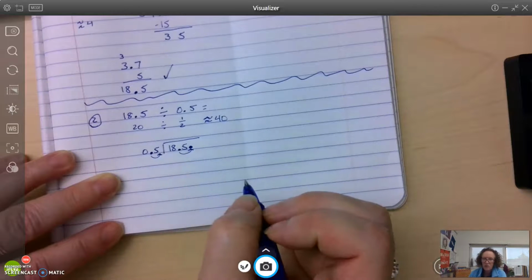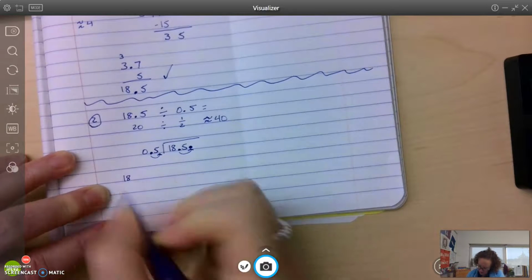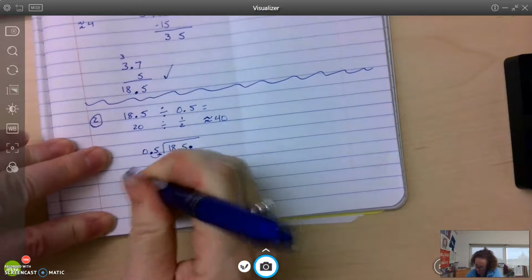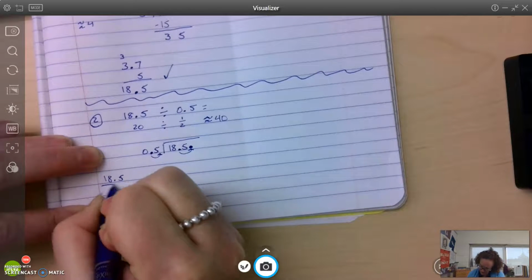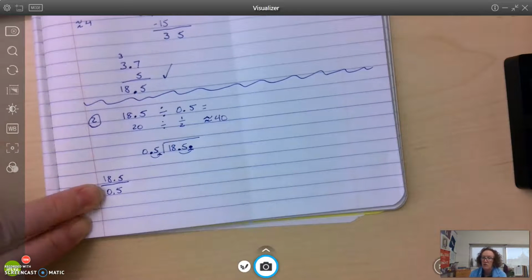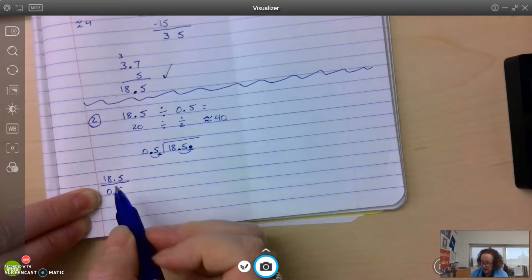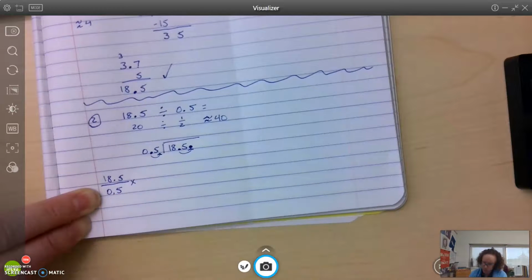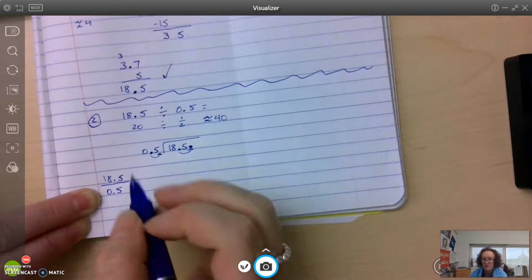And let's just look real quickly at why I have to do that. So I'm going to write down here 18 5/10, and I'm going to write this as a fraction, because we know that every division problem is a fraction and every fraction is a division problem. So when I have this written down as a fraction, I know that to get an equivalent fraction, I could multiply the numerator and the denominator by the same thing.